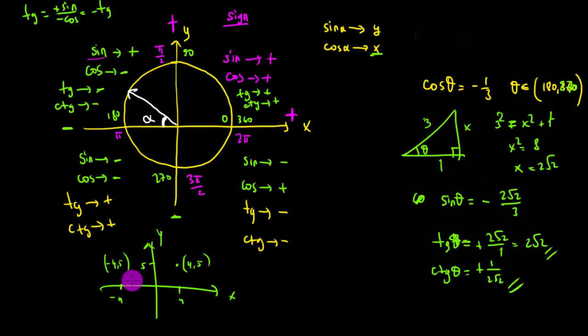Here sine is plus. Okay, and let's take minus 5 here. Here it will be minus 4 and minus 5. Minus cosine, minus sine. And here 4 and minus 5, and this would be plus cosine, minus sine.